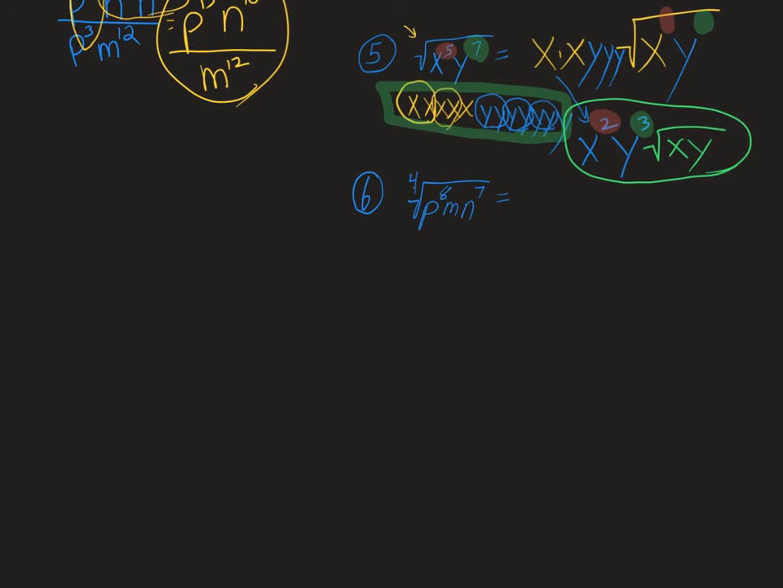All right, p^8, it's a fourth root. We need groups of 4. So an 8 breaks down into exactly 2 groups of 4. There's the 2 p's I can take out, none are left underneath. m's, we only have 1, not 4, so m stays.